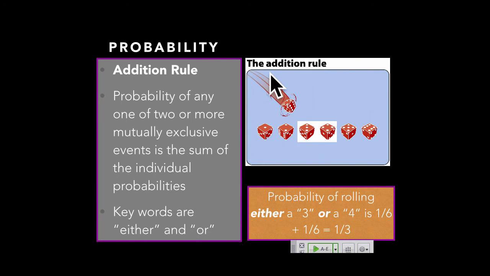The one that's maybe not as easy to see is the addition rule. This is the probability of one or more events happening that are mutually exclusive. That is, if one happens, the other one can't happen. Here the key words you're looking for are "either" and "or." So the probability of rolling either a 3 or a 4, since those are mutually exclusive. If you roll a 3, you can't have a 4, and if you roll a 4, you can't have a 3. Then you add them. 1/6 and 1/6 is 1/3.